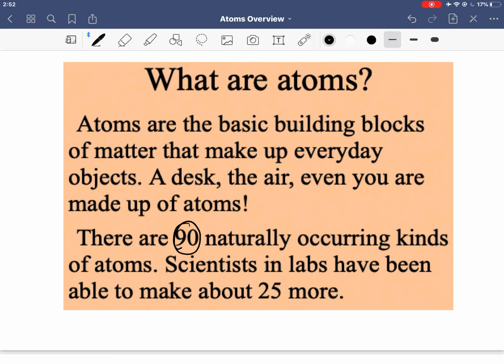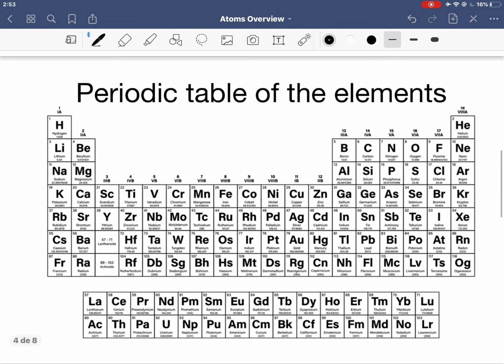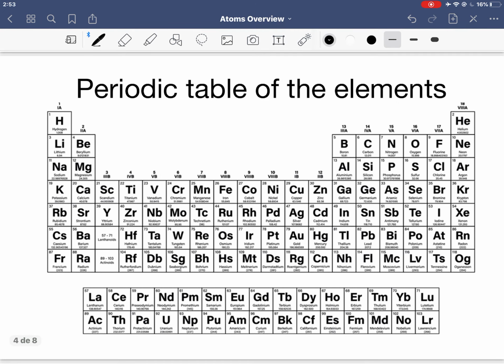About 90 of them occur naturally in the world, and scientists have made about 25 more types or varieties. Maybe you've already realized when we say kinds of atoms or varieties, we are indeed referring to elements. So elements are shown in the periodic table of the elements.